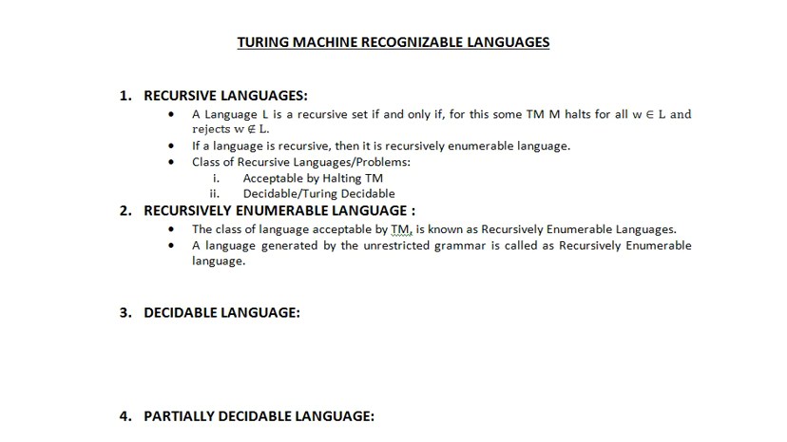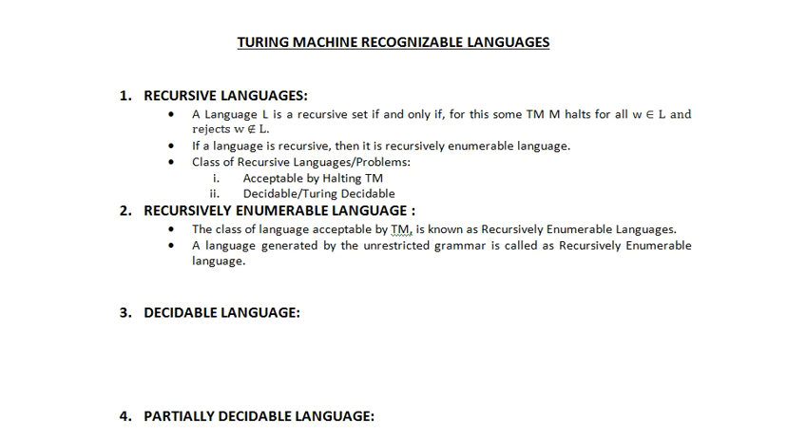In this particular video we'll be looking into what are the different types of recognizable languages being recognized by a Turing machine. Generally two types only, but still we'll be looking into some other terminologies as well. Let us start off with the first one, that is a recursive language and recursively enumerable language. These are the two basic important types of recognizable languages for a Turing machine.